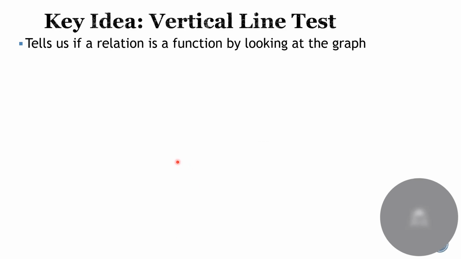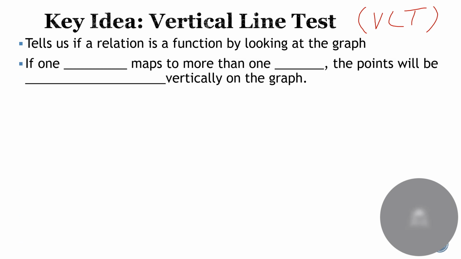It's something called the vertical line test, which I will often abbreviate VLT because I don't want to keep writing that out in class. So the vertical line test tells us if a relation is a function by looking at the graph. And it's one of the easiest ways to tell if something is a function is to graph it and go ahead and look at the graph. So here's essentially the vertical line test.